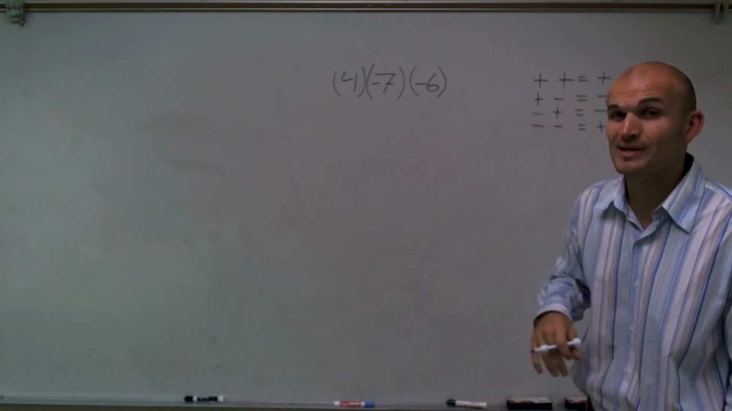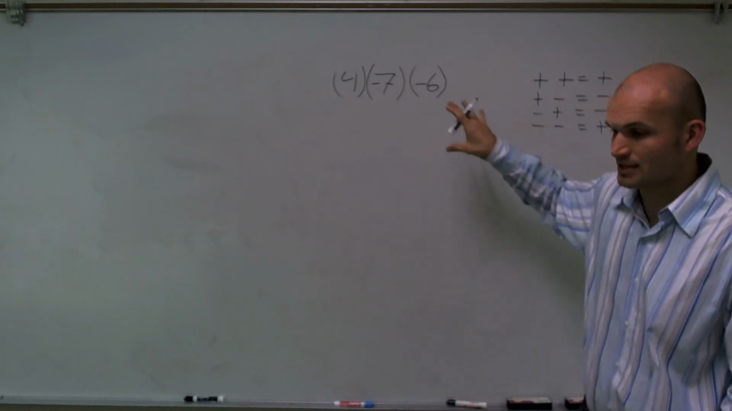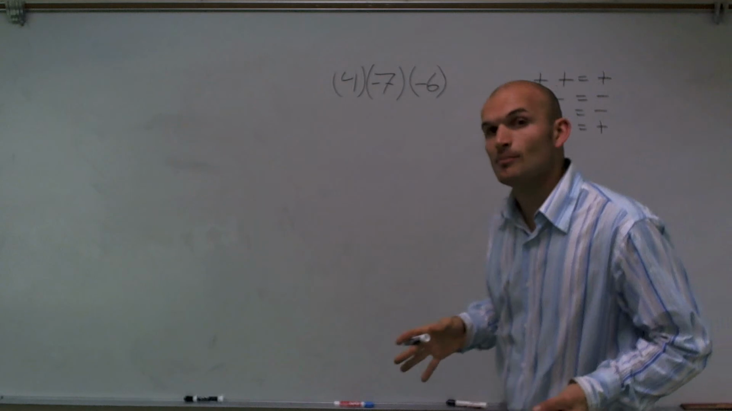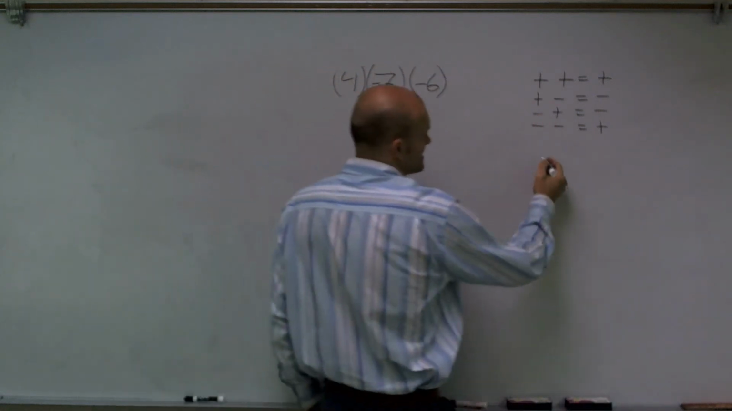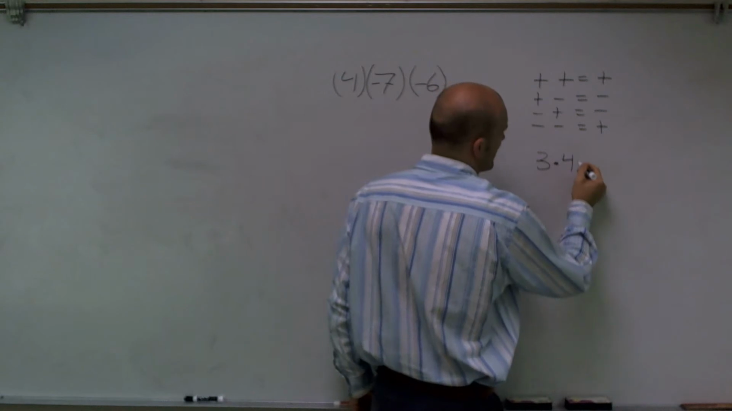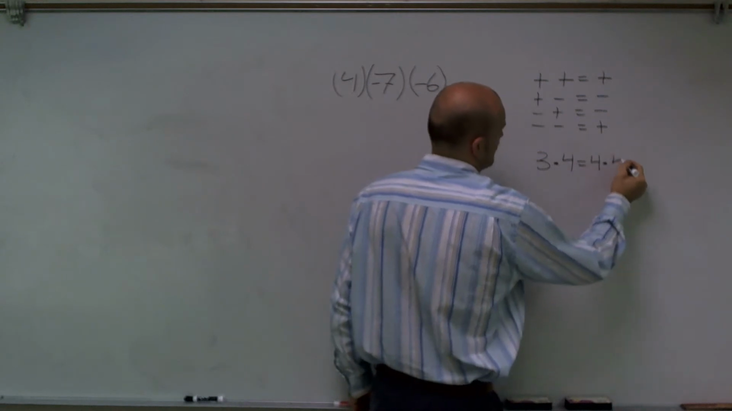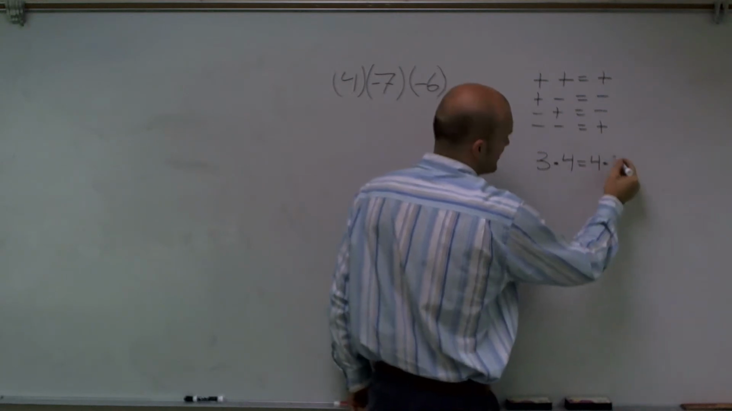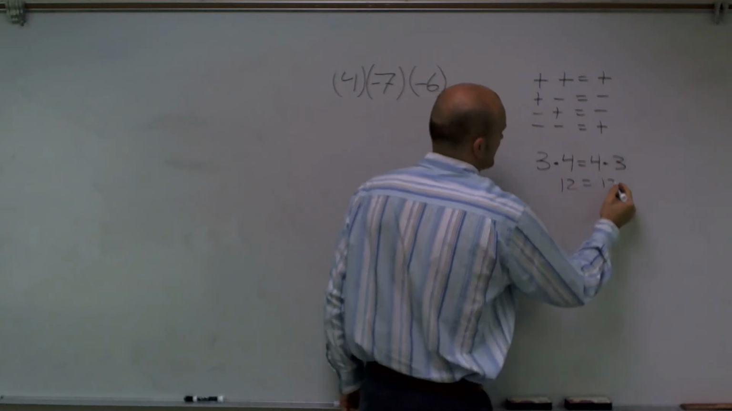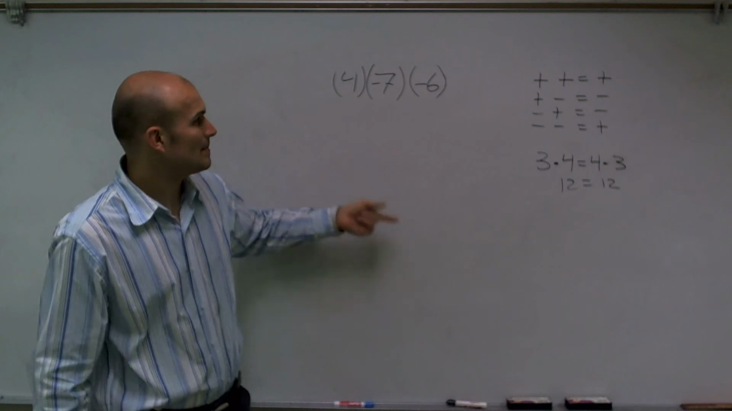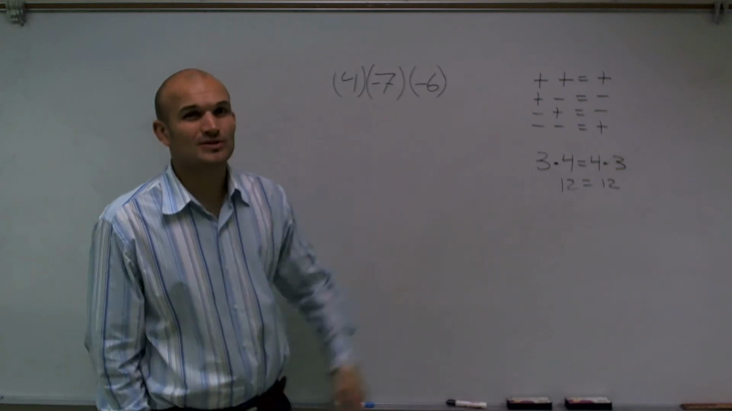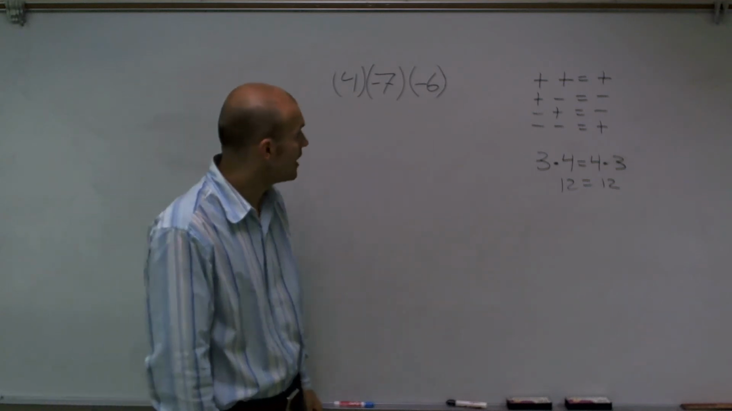So here I have three numbers. It's a little bit different than this. Well, the good thing about multiplication is it doesn't matter how we multiply things. For example, if I say 3 times 4, I know that's the same answer as 4 times 3, as they both are going to provide me with 12. So really, on this problem, I can multiply in any order I want to.